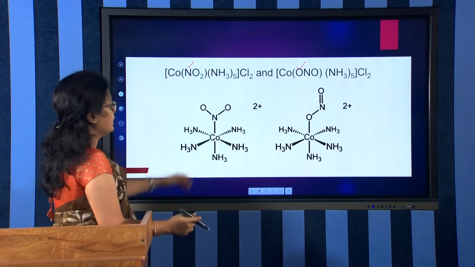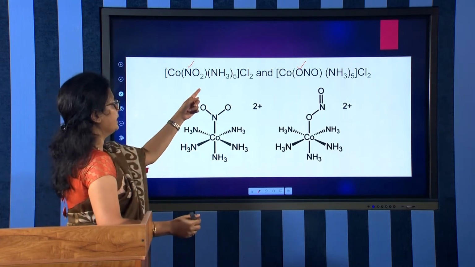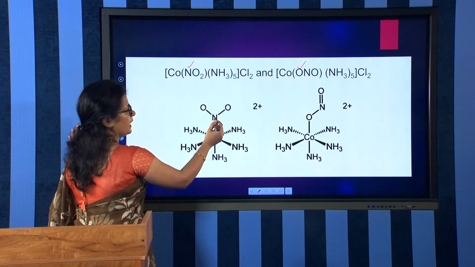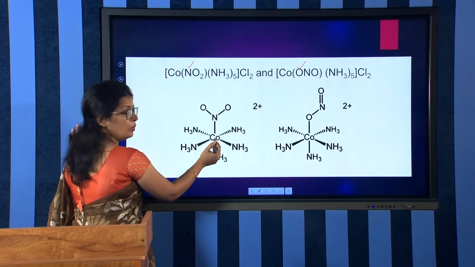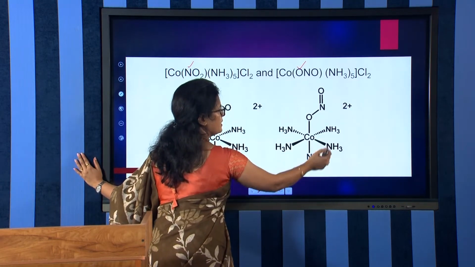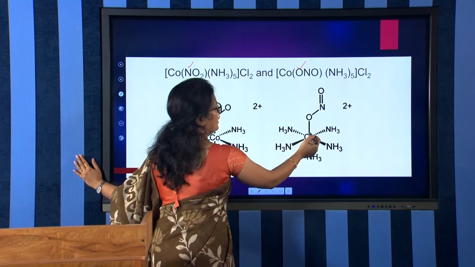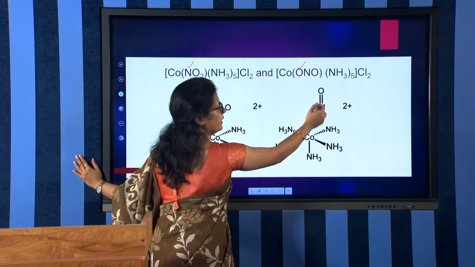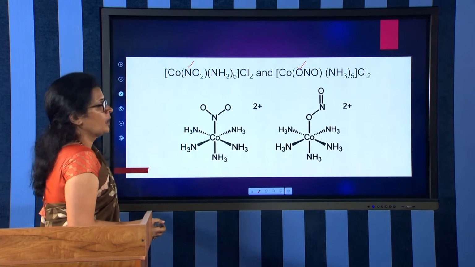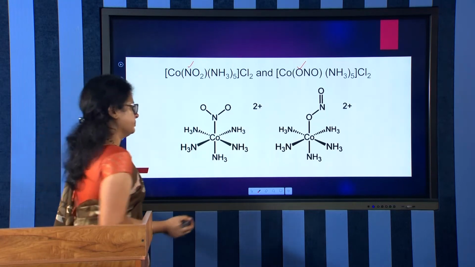The structure is given here, [Co(NH3)5] with NO2. Here nitrogen is linking with cobalt. But in the second case, [Co(NH3)5] is the same as here, but the difference is that oxygen is linking with the cobalt. So these are examples of linkage isomerism.